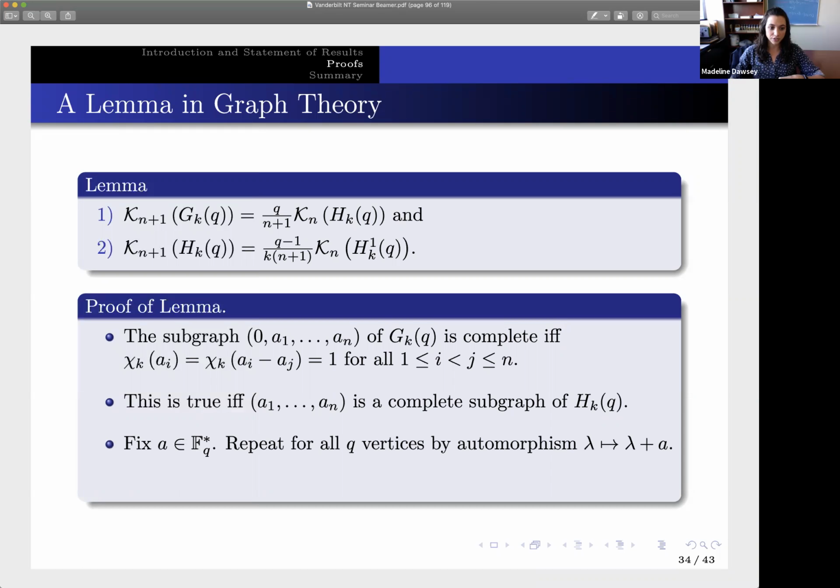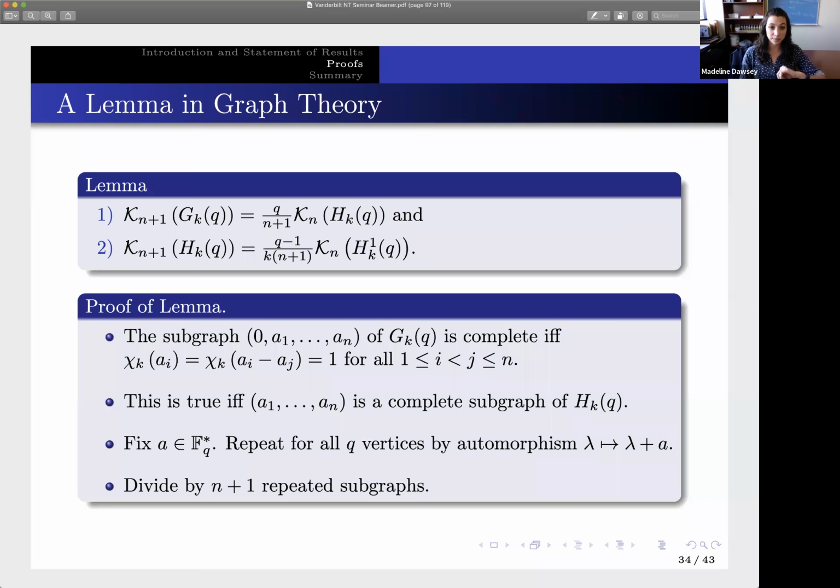Okay. And so if you do that for, I'm not going to talk about the automorphism, so that's the formal way to do it. Basically, if you fix, like we fixed 0, if you fix all the vertices, 1 by 1, the same thing happens each time. And so you multiply by Q and then divide by n plus 1 because you've repeated each subgraph n plus 1 times because that's how many vertices were there. So that's why we have this Q over n plus 1.